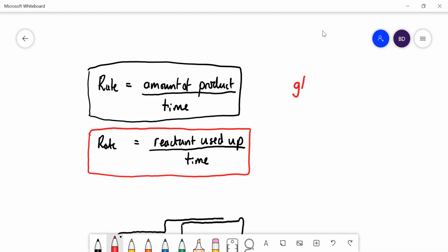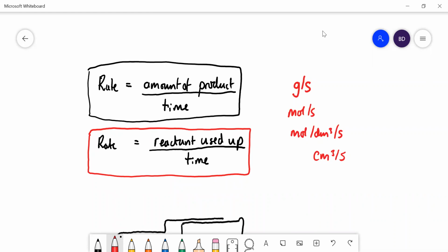grams per second, or you might want to measure it in moles per second. Or if you're measuring a change in concentration of the reactants in solution, then you would use moles per decimeter cubed per second. Or sometimes if you are measuring the volume of a gas produced, it would be centimeters cubed per second. So it depends on the reaction you're looking at, really.